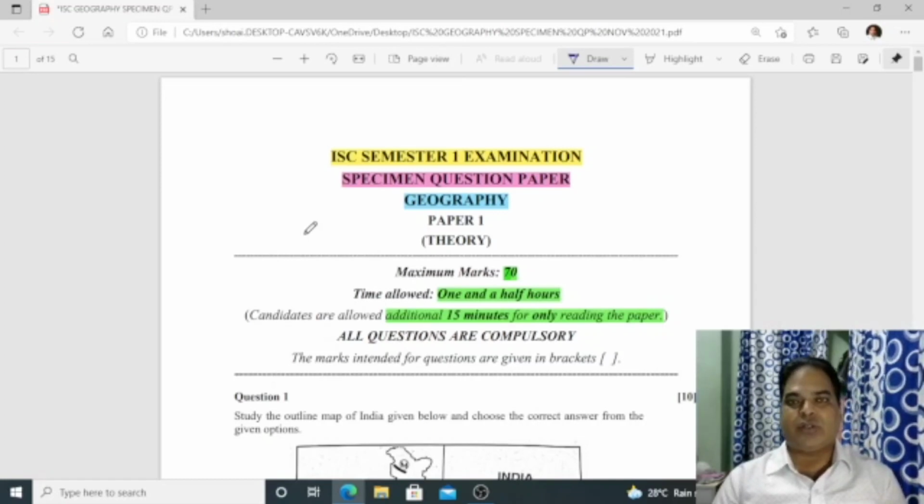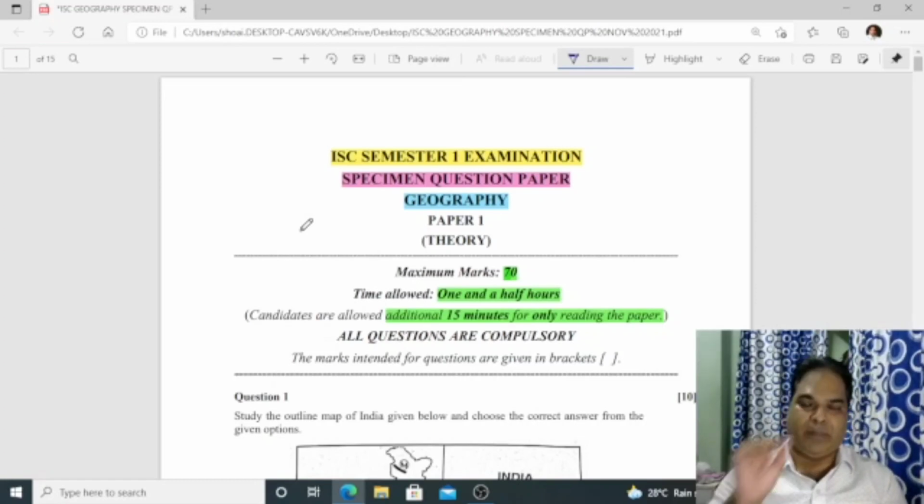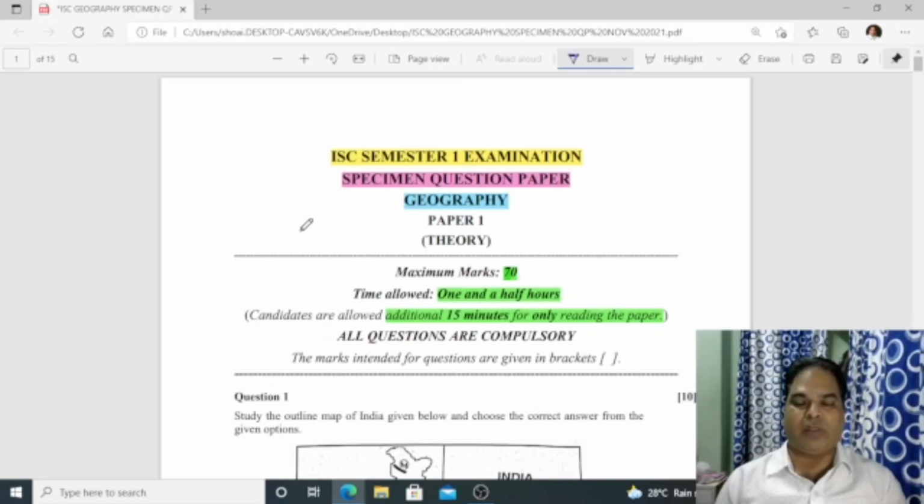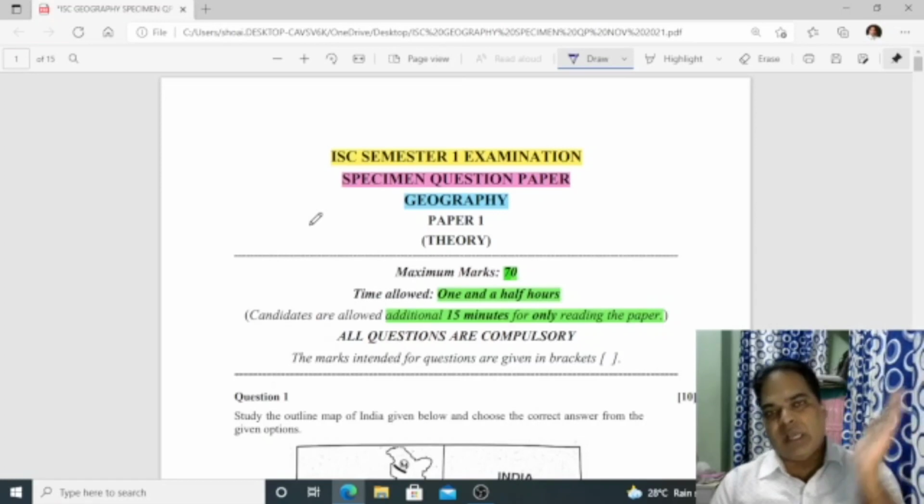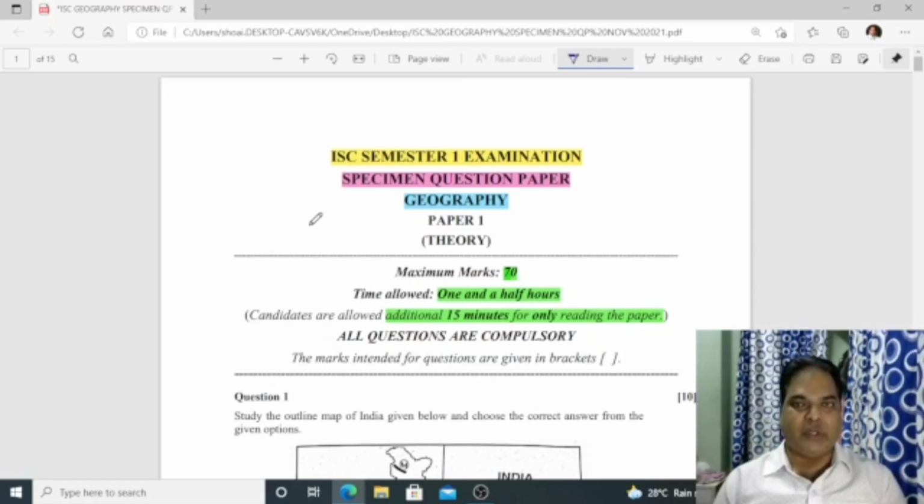I request you all to go through this question paper till the last, and if possible, take a printout of this specimen question paper, mark down all the correct answers, and revise it. Go through it once, and prepare similar types of questions from the book. One more thing, please go through the textbook properly, because MCQ questions don't mean that the same questions will be asked in your semester 1 examination. So let's start.